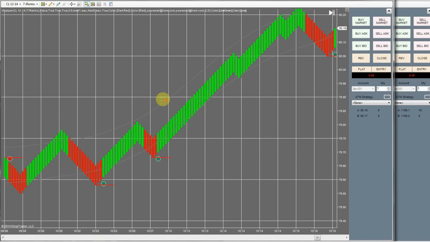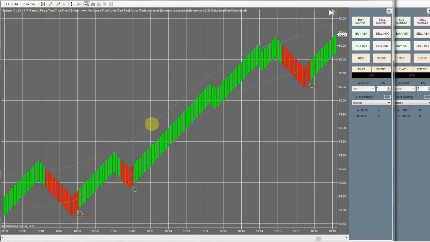And this right here is where the system really comes in handy. As you can see right here, we had a beautiful entry at 79.69. Stop would have been at 79.58.